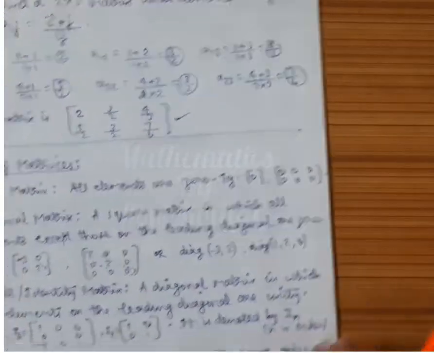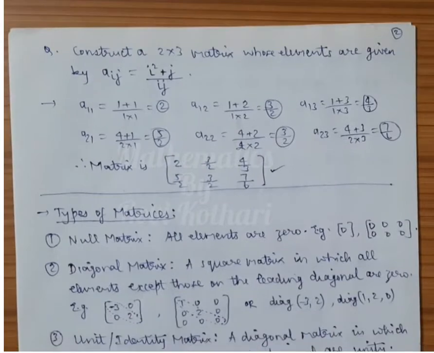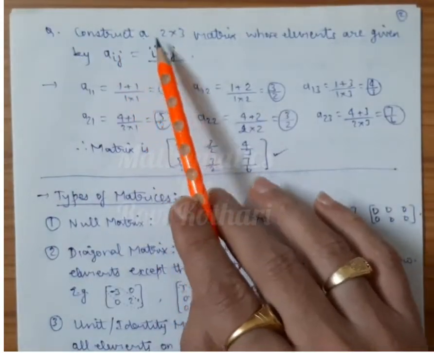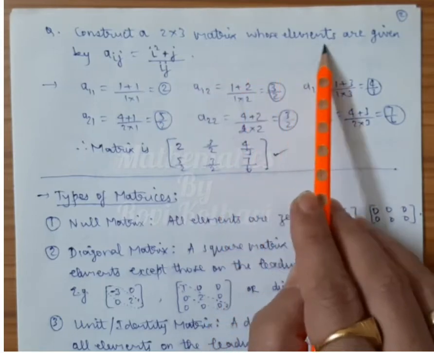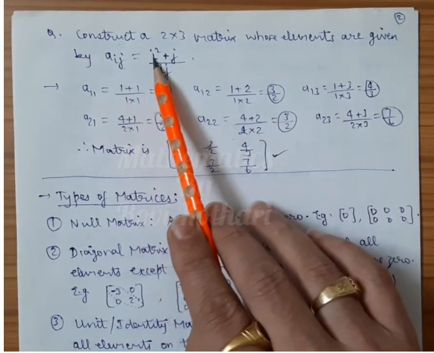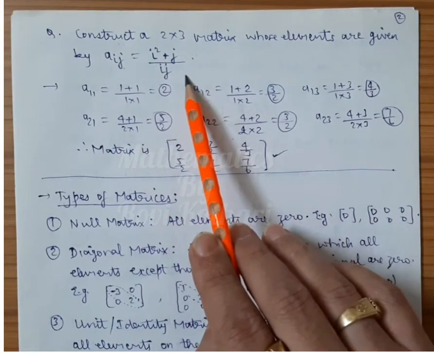Okay, let's see another question. Now what is the question? Construct a 2 by 3 matrix whose elements are given by Aij equal to (i square plus j) upon ij.